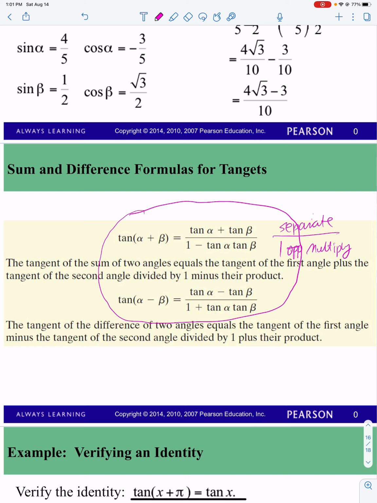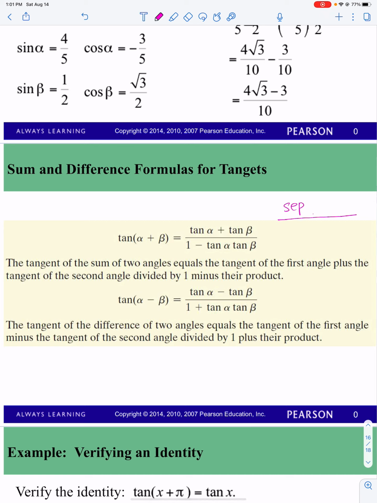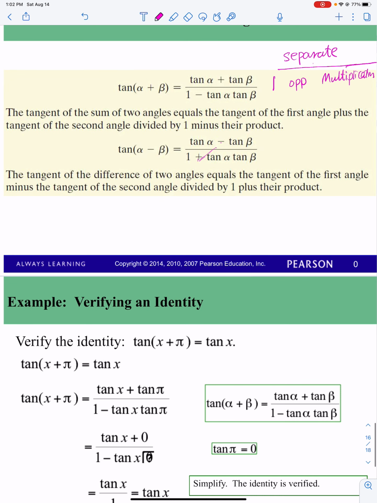I do not know whether you will understand this thing, but I will say: separate, and 1, it will be opposite sign, multiplication. This is how I remember. So alpha minus beta is tangent alpha minus tangent beta, so you just follow the same thing, but then it will be 1 plus, because where it is minus, you use plus. So you can think about your own way to remember the formula.